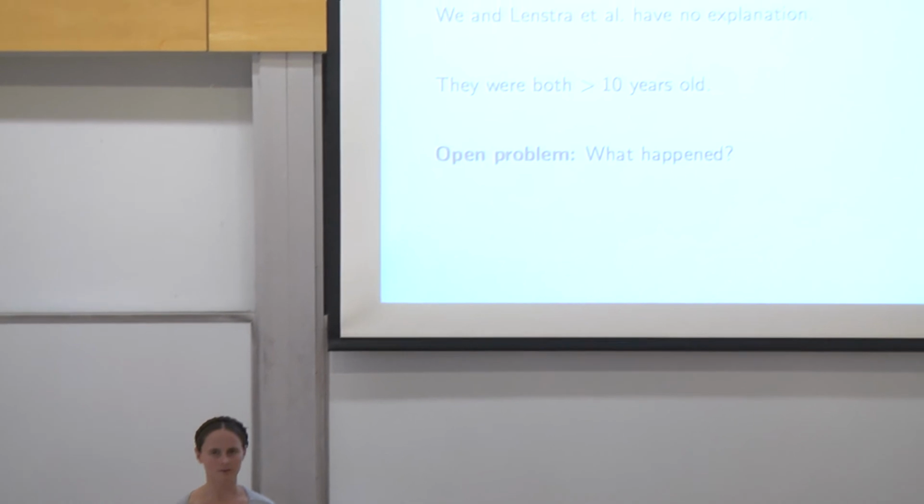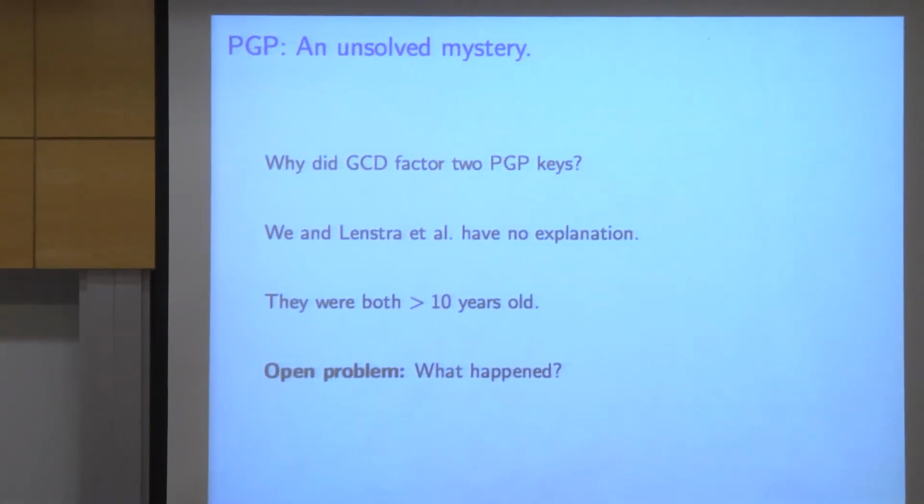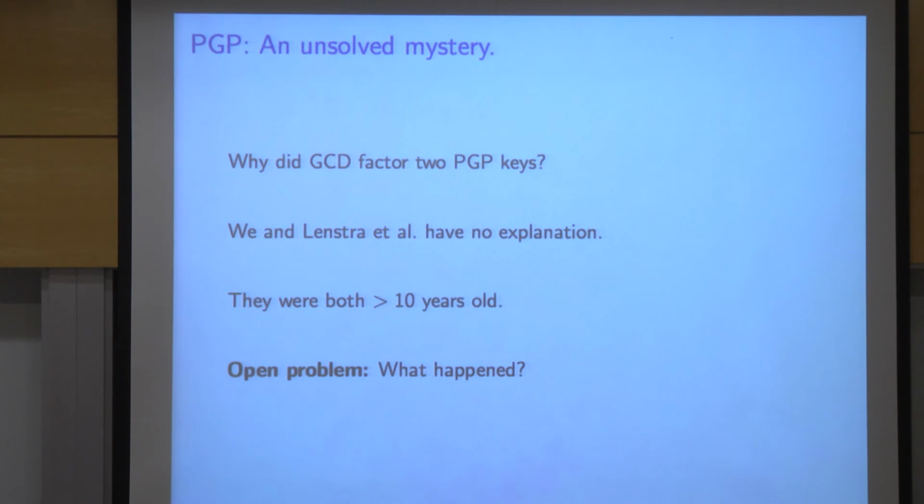In terms of the PGP keys, I think it remains an unsolved mystery because PGP is very careful about how they do their random number generation. They're not using dev-urandom. So why did we see two users have PGP keys that share one prime factor in common? I don't know, and the Lenstra et al. paper has no explanation for this.